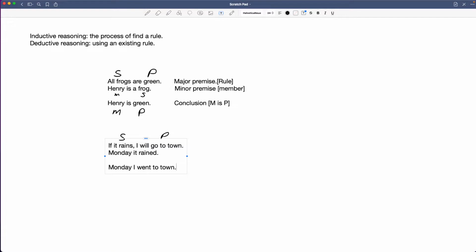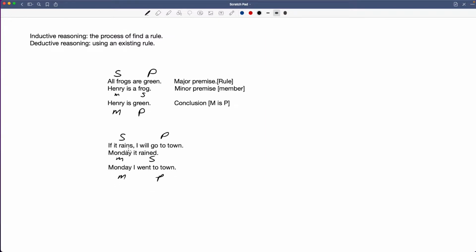Now if you look at it, it follows the pattern. I have a major premise that says, if it rains, I'll go to town. Now we have a minor premise that matches the condition of it raining, right? So they're linked. It rained, right? So this Monday is when it rained. So Monday, I went to town. That is how you have to look at it.